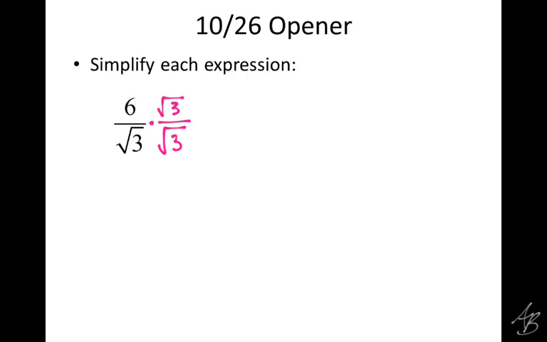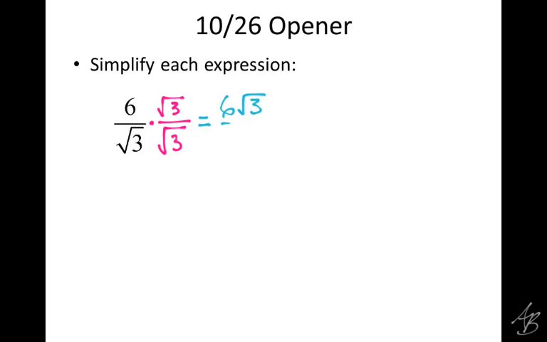Now, the top one, when we multiply 6 times the square root of 3, can I multiply the 6 and the 3 together to get 18? Why not? One's on the inside, one's on the outside. So what we're going to do is just keep the 6 on the outside, keep the 3 on the inside. We get 6 square root of 3.